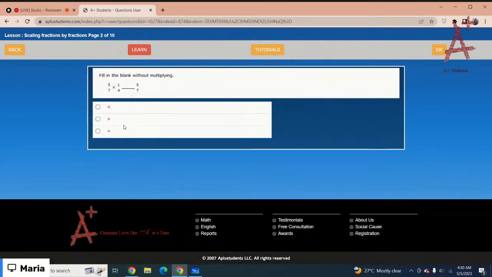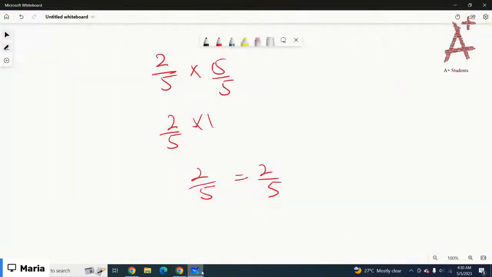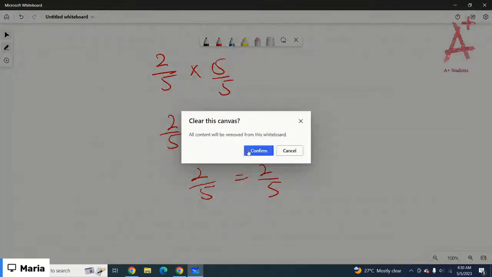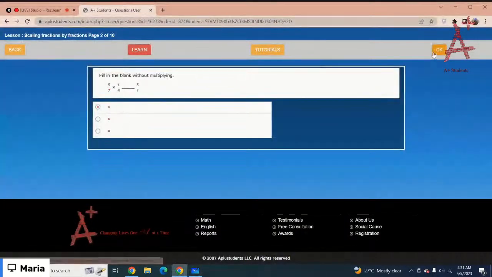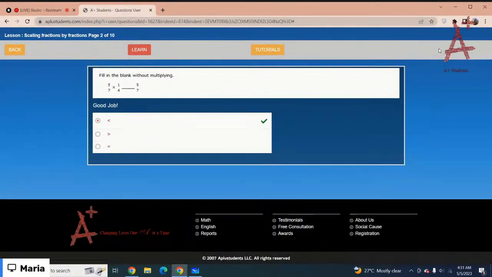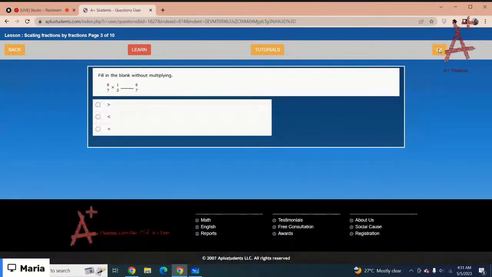Okay, the next one is 5 by 7 times 1 by 4. You have to compare it to 5 by 7. Just look at this one side. You have 1 over 4. 1 over 4 is less than 1. So when you multiply a number that is less than 1 by 5 by 7, it would be less than 5 over 7. The correct option is less because 1 by 4 is less than 1. So when you multiply by a number that is less than 1, the number is again smaller. Got it?